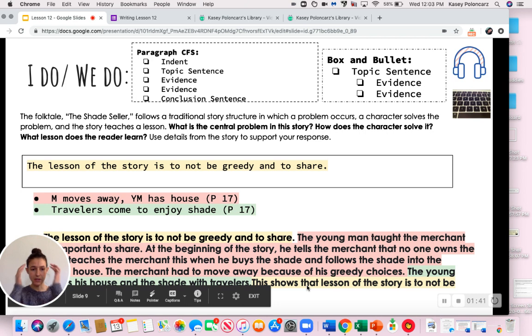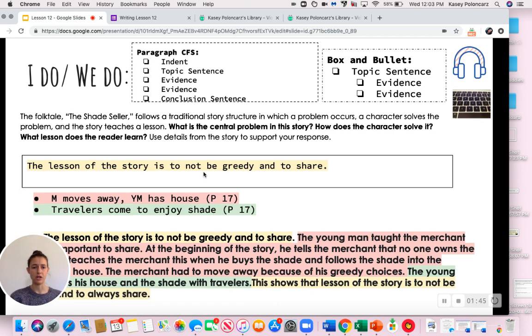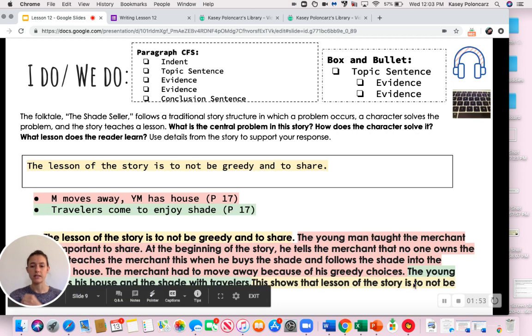And then remember, for my conclusion sentence, I'm going to go back to my topic sentence and look at what I'm trying to prove. And I'm trying to prove that the lesson is to not be greedy and to share. So I'm just going to say, this shows that the lesson of the story is to not be greedy and to always share.